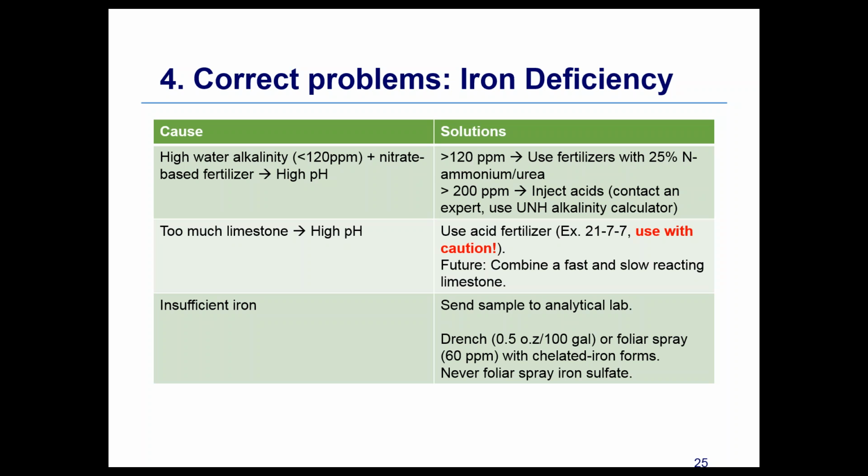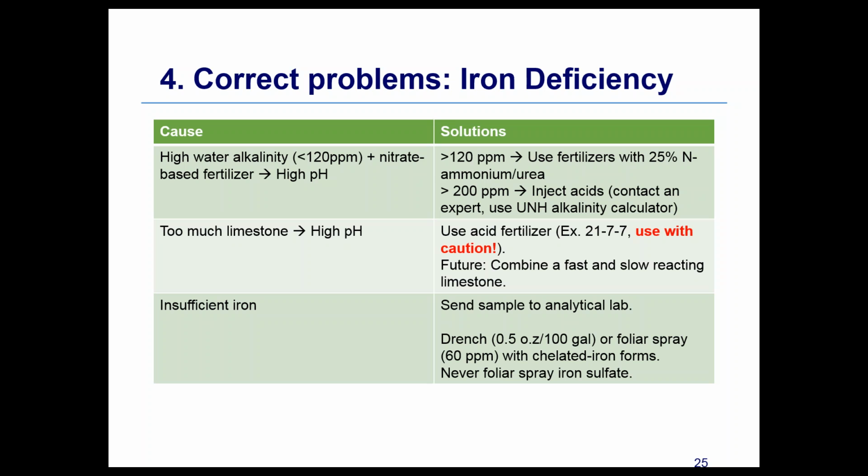And then if you have iron deficiency, again, one of the causes can be high pH. You can use acid fertilizers to help compensate for that higher alkalinity. You can also inject acids only if the alkalinity is extremely high. If you go online and search for UNH alkalinity calculator, there you will be able to find how much acid you should be injecting if that's the case. But again, fertilizers should always be your first tool, and then injecting acids should be your second option.